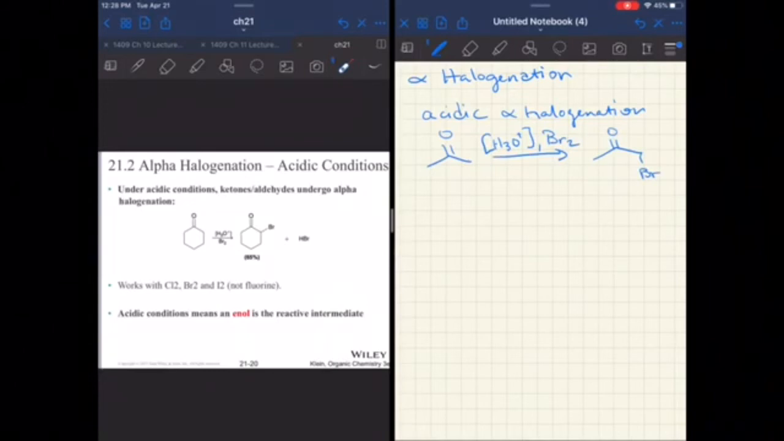Now, it works with chlorine as well. It also works with iodine. Doesn't work with fluorine. 9 times out of 10, you're going to see me use bromine, but these two are both perfectly valid.